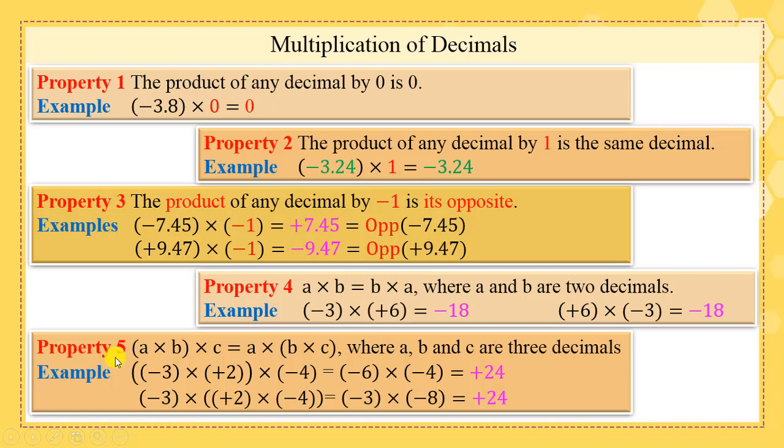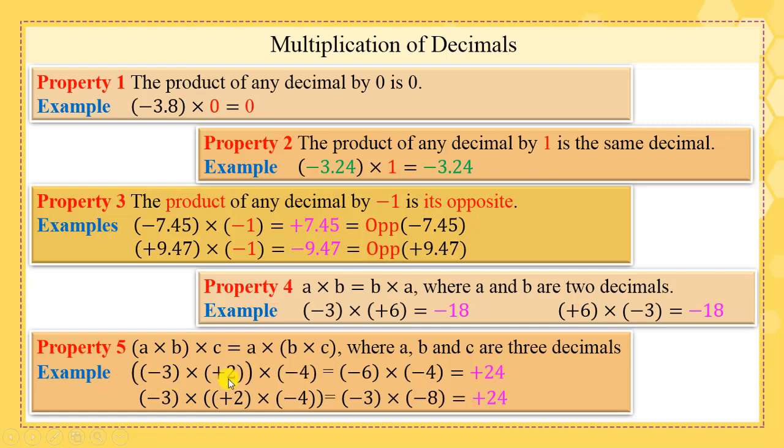Property 5. A times B times C equals A times B times C, where A, B, and C are three decimals. Let's see the example to understand the property. Negative 3 times positive 2 times negative 4. First, let's find the product.